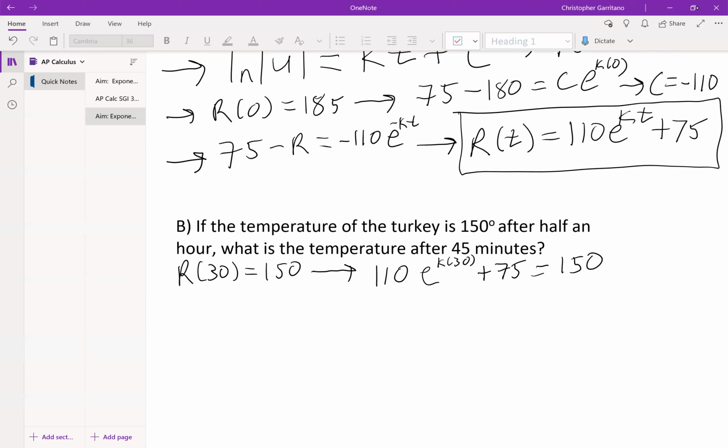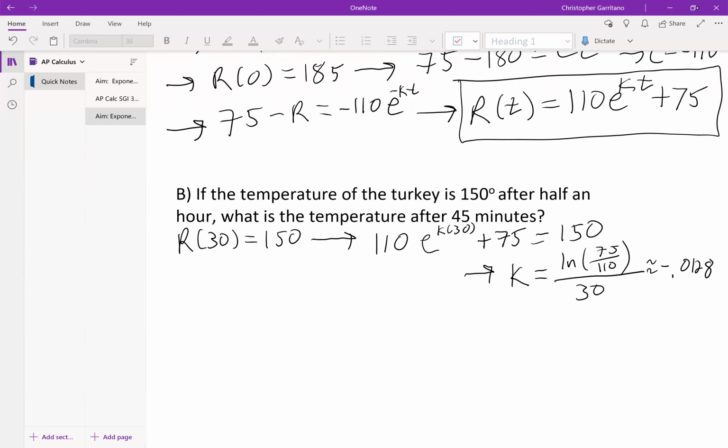Again, I'm going to skip the algebra steps. So this ends up leading to the fact that k is equal to ln of 75 over 110, all divided by 30. And we can go ahead and just use an approximation, negative 0.0128. Actually, it really is best to use the exact solution, but just for simplicity, for your simplicity in viewing and my simplicity in writing, I'm just going to use this approximation.